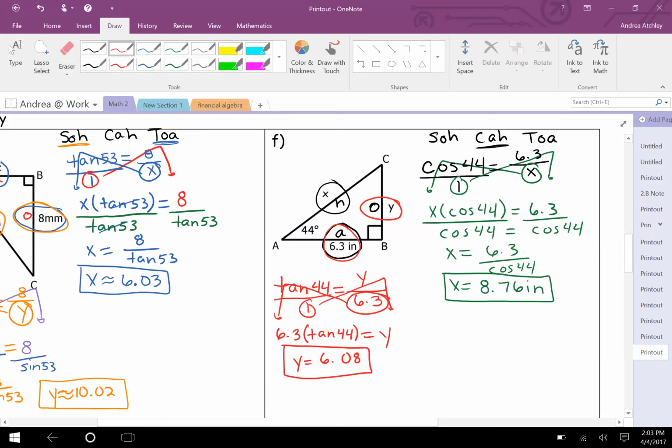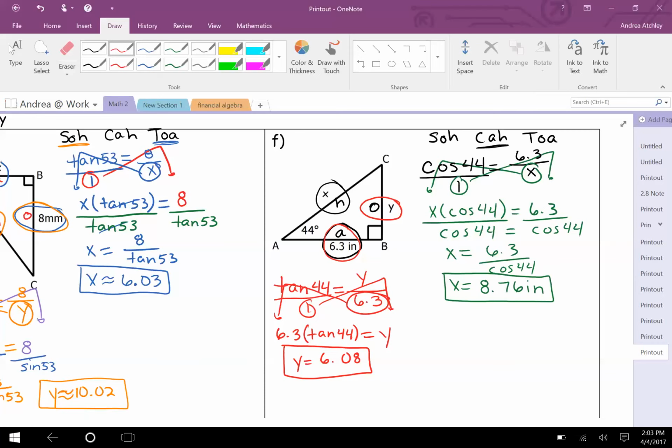I said round to 2 decimal places. So if I asked you to round down to 1, then yes, but I didn't ask you to round to 1, I asked you to round to 2. 6.3 times now, because you're multiplying, tangent of 44. 6.08, sorry. Any questions?